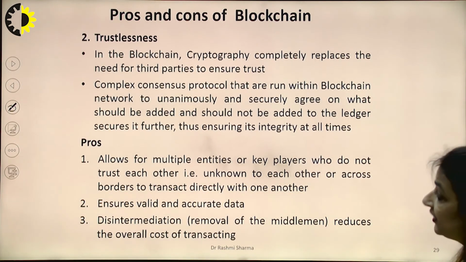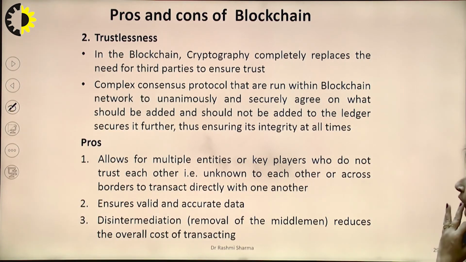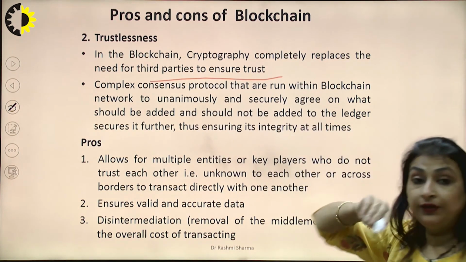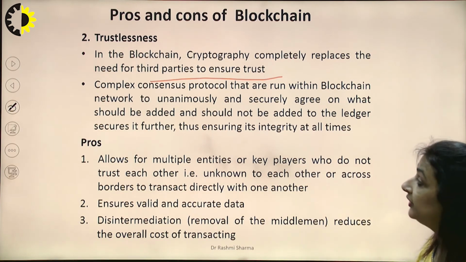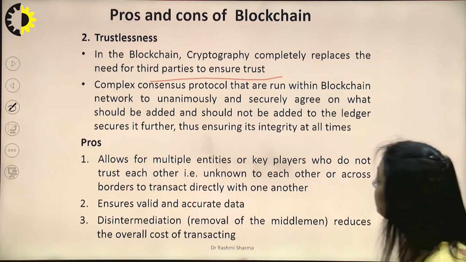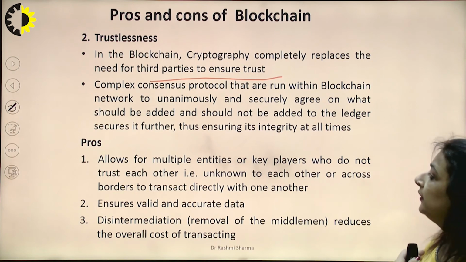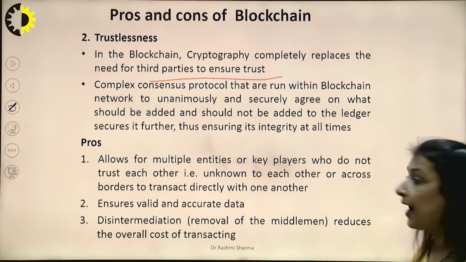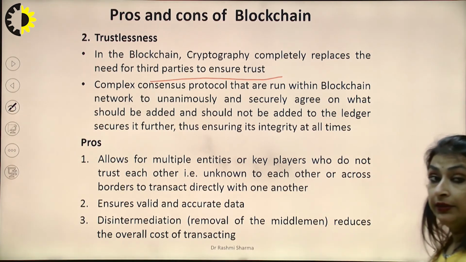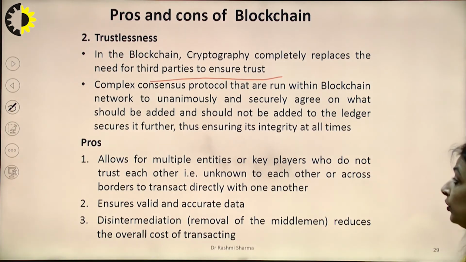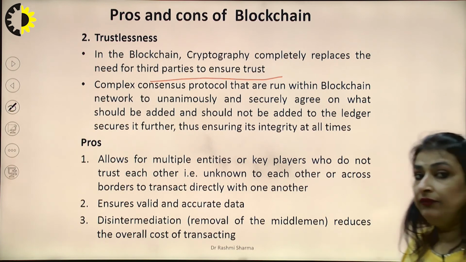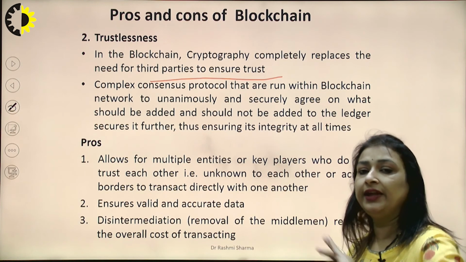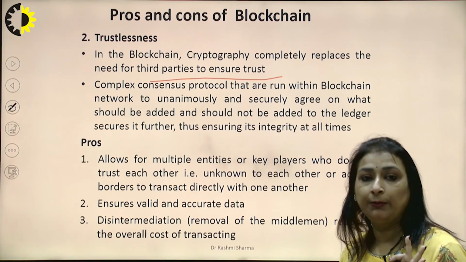The next one is trustlessness. In the blockchain, cryptography completely replaces third-party trust, because we are rehashing and hashing, and complex consensus algorithms can run within the blockchain. The network is anonymous and secure. When a new node is added to that blockchain, because they are anonymous users, we don't have trust in them. We only know that they are included in the blockchain and will take part in the transactions.